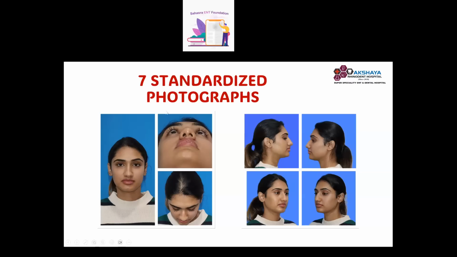All these things should be visible. When you take photographs, all these parts should be visible and the background should be pleasant. It should be a light blue or it should be uniform. Then it looks good. This is the profile view or the frontal view.